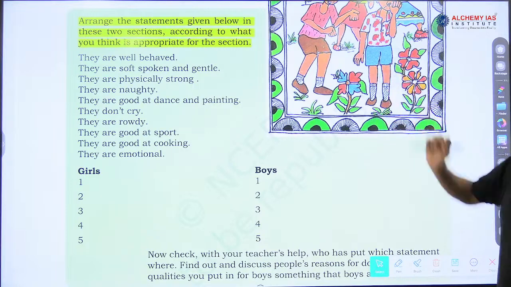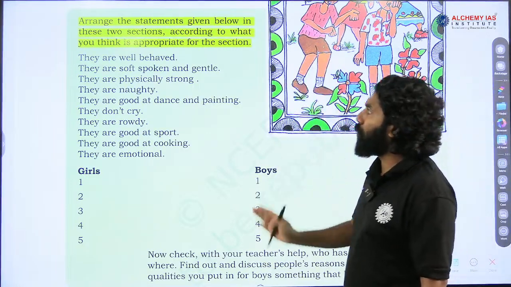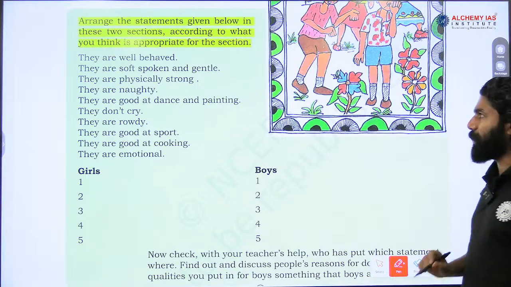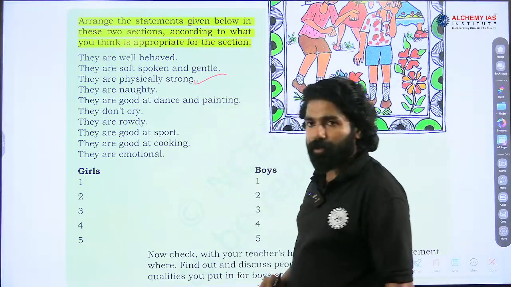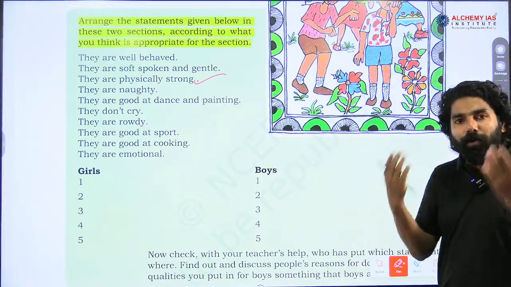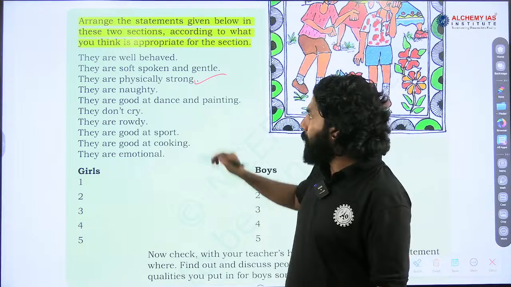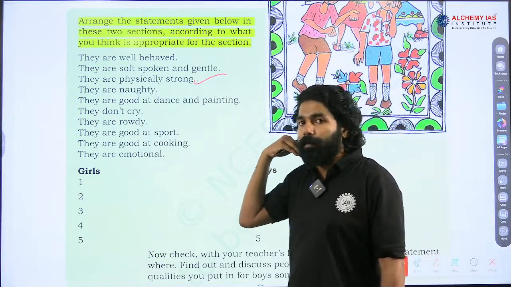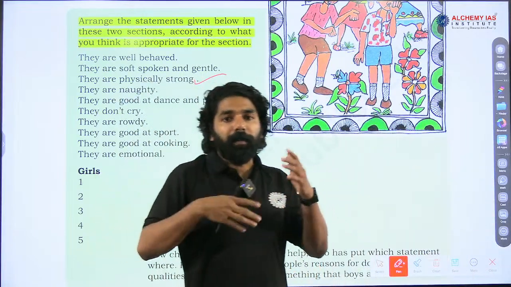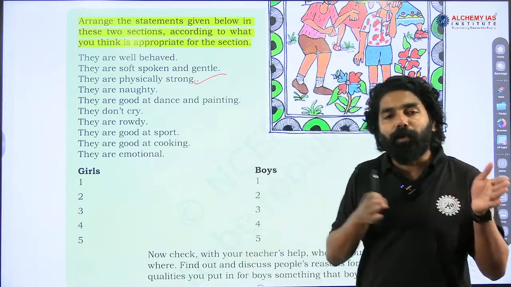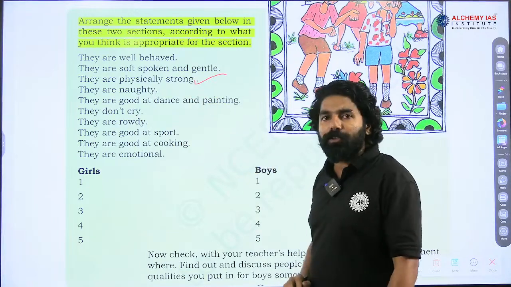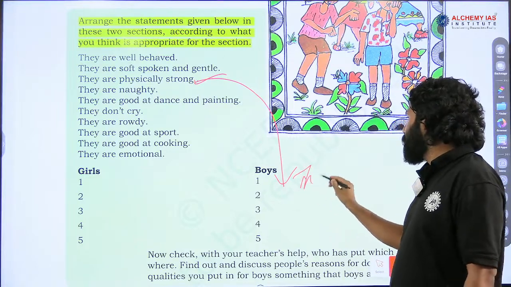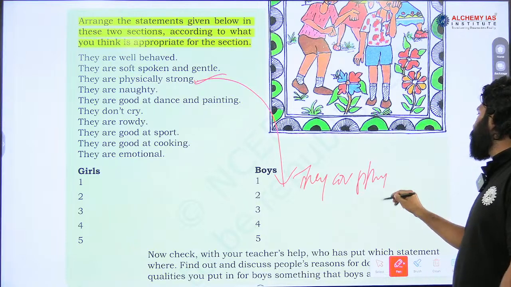The statements are: they are well behaved, they are soft spoken and gentle, they are physically strong. Now when we consider any of these statements, for example, they are physically strong. If a person has some kind of stereotype towards these sections of the gender, because of this stereotype, which is an image they might have, maybe influenced by movies, maybe influenced by the elder people who talked about the gender differences between boys and girls, people may prefer that physically strong means they are boys. So they prefer this statement, they are physically strong.